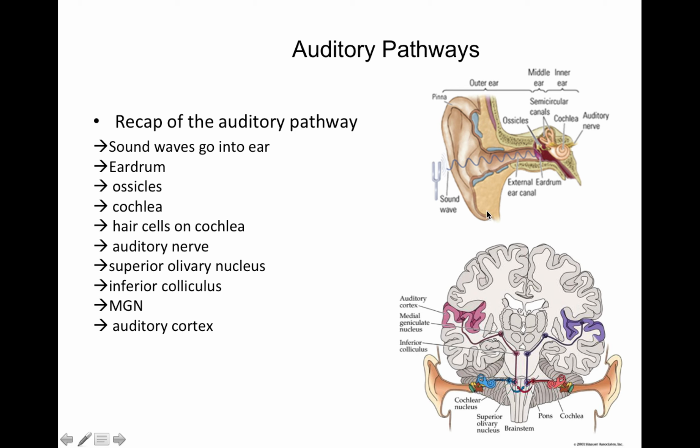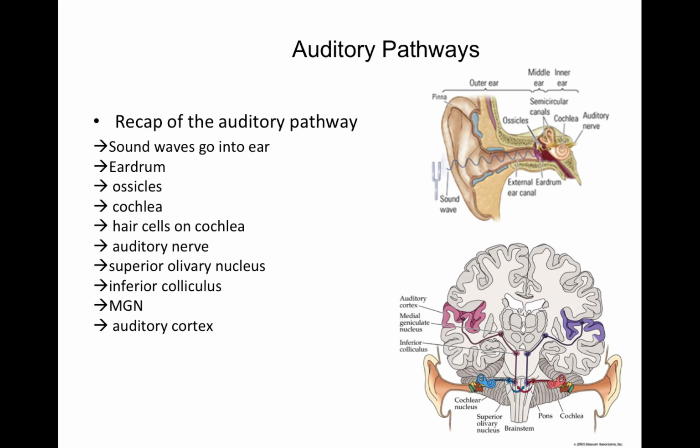Okay, so try to remember this picture. This picture makes it a little bit easier. It goes through the ear, then through all these structures, through the cochlea. Here you see the right side in blue and the left side in red. In the cochlea, you have these hair cells, and when they bend, they will create action potentials. The axons of these hair cells will form the auditory nerve, which will go to the superior olivary nucleus. Then it goes to the inferior colliculus, then to the MGN in the thalamus and auditory cortex.